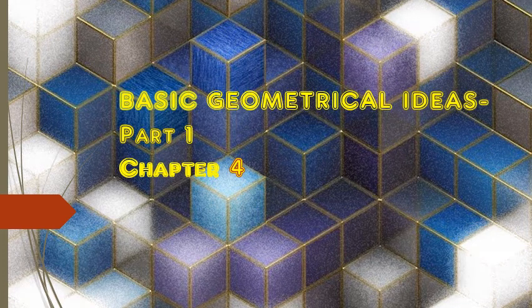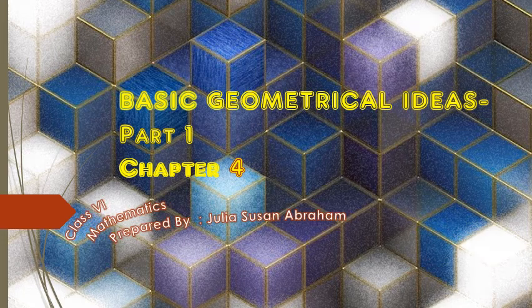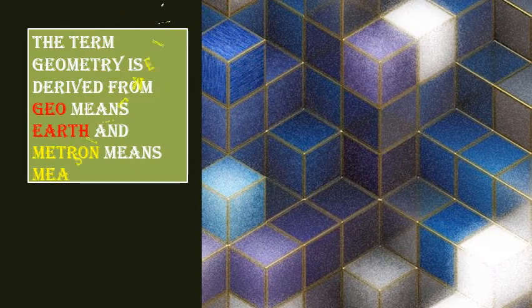Geometry is a branch of maths that deals with the study of size, shape, and position of two-dimensional and three-dimensional figures. Today, let us start with a new chapter, Basic Geometrical Ideas. The term geometry is derived from the Greek word geometron. Geo means earth and metron means measurement.